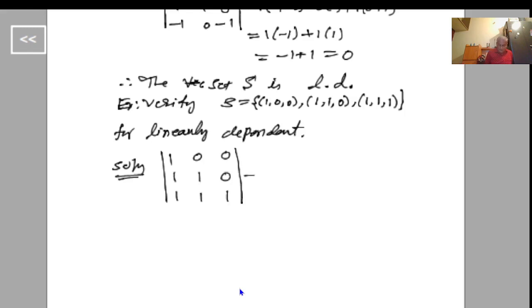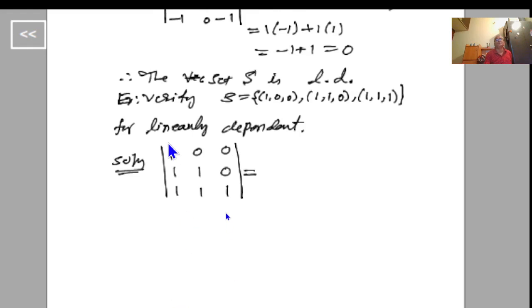Expanding, this is equal to 1 into (1 into 1 minus 1 into 0). Then 1 into 1 is 1, minus 1 into 0 is 0. Next, minus 0 into anything is 0, plus 0 into anything is 0. So this is equal to 1 into 1. Okay, I am getting just 1 here. 1 into 1 is 1, and which is not equal to 0.